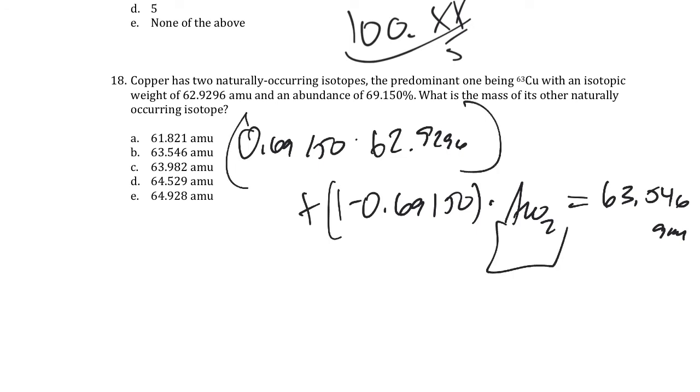So we're just going to go solve for this. We might subtract this from both sides. I'm going to divide both sides by the fraction that's the second isotope, and then we should arrive at the answer for that one when we do the arithmetic.